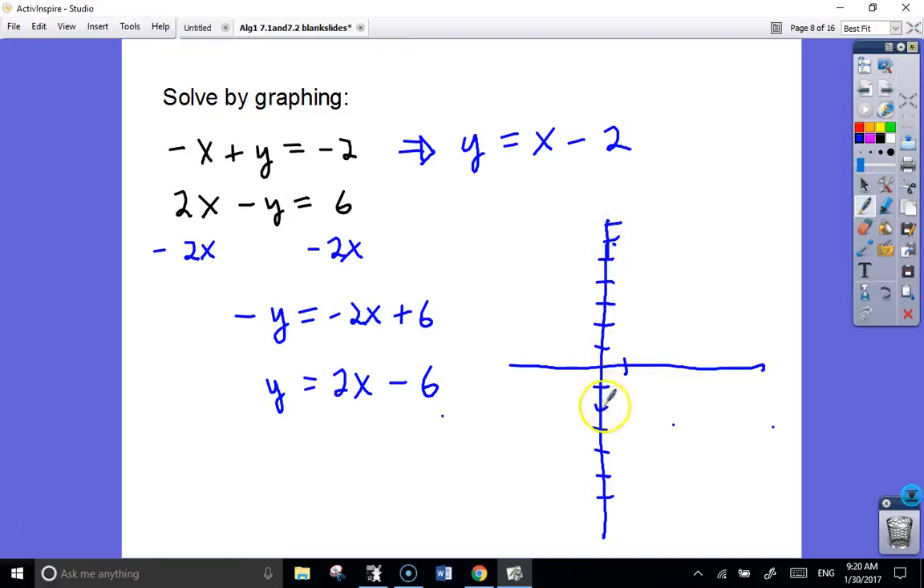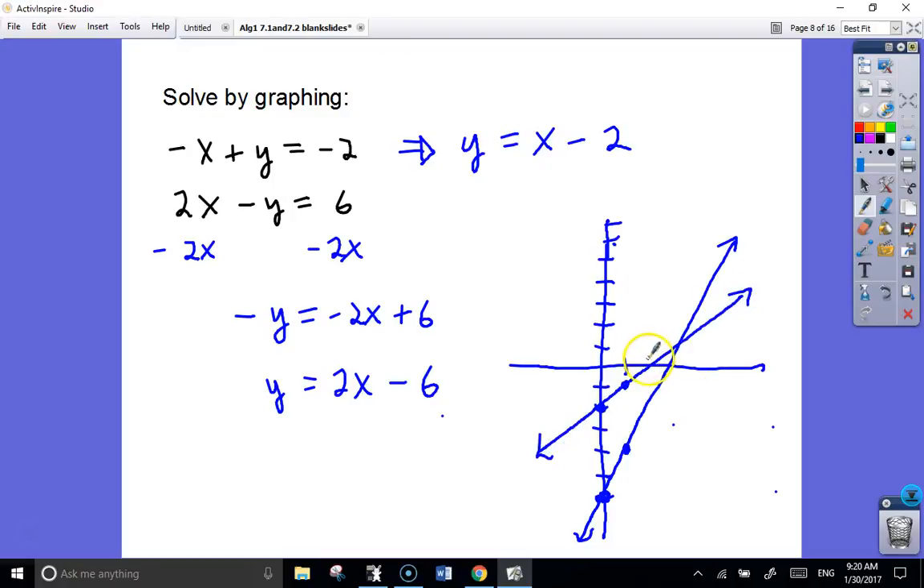Okay, so that was actually minus 6, and a slope of positive 2. So it should look something like that. Okay, and the other one is x minus 2, so the y-intercept is negative 2, the slope is 1. So go up 1, right 1, and draw a line.